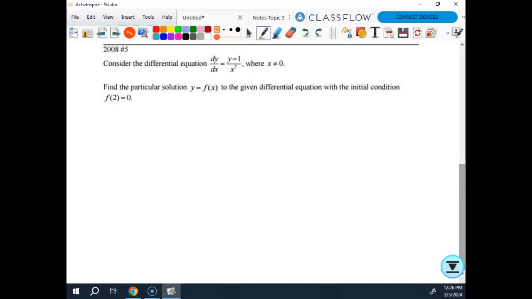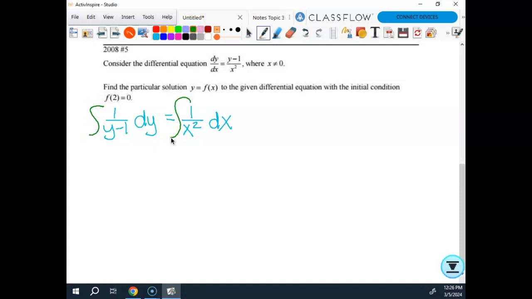Okay, so I'm going to, this is going to give me 1 over y minus 1 times dy equals 1 over x squared dx. Do we agree with that? Yes? That is separated. That's a point. Then we are going to integrate both sides, right?